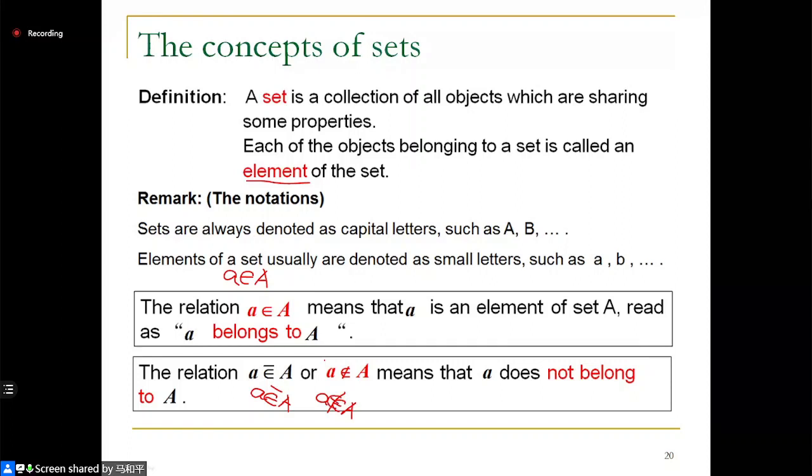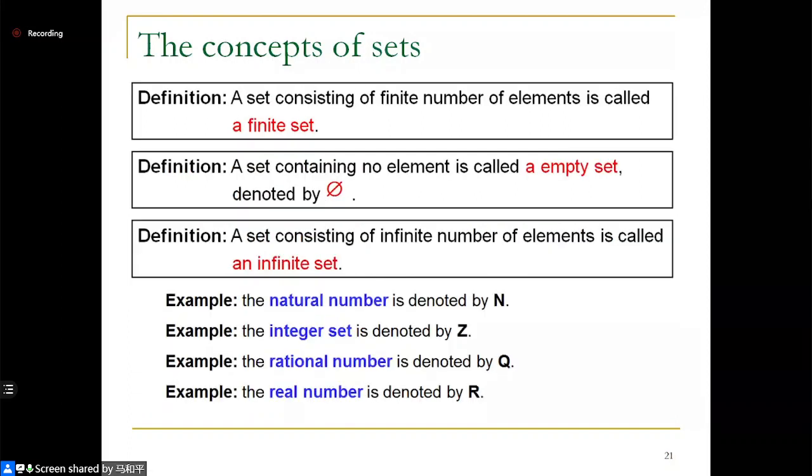If a does not belong to A, we write it like this. A set consisting of a finite number of elements is called a finite set. A set containing no element is called an empty set, denoted by this sign. A set consisting of an infinite number of elements is called an infinite set. For example, the natural numbers are denoted by capital N, the integer set is denoted by Z, the rational numbers are denoted by Q, and the real numbers are denoted by R.